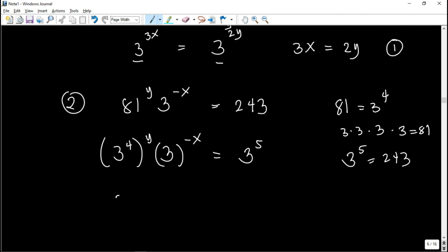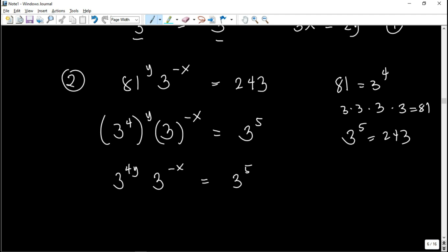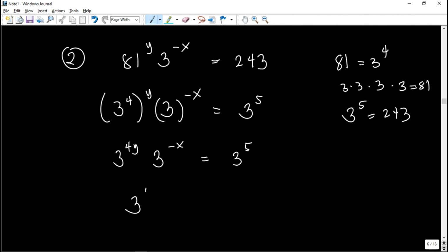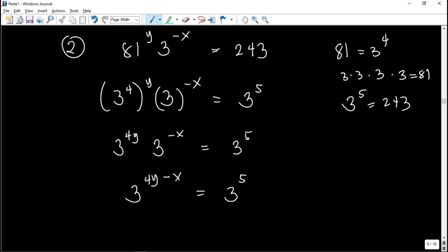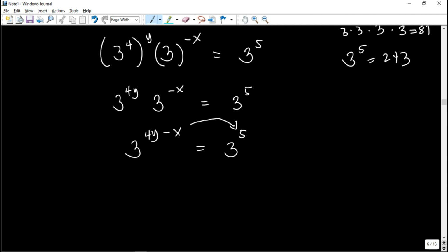So simplify lang natin, 3 raised to 4y. Okay, multiply yung exponent. Then we have here 3 raised to negative x, and that is equal to 3 raised to 5. So at same base, different exponents, we just add the exponent. So this becomes 3 raised to 4y minus x, and we have here 3 raised to 5. Again, since na-equal ito, okay, same base, dapat equal din yung exponent nila. Okay, so this expression here can produce an equation of 4y minus x is equal to 5. Okay, so we have here our second working equation.